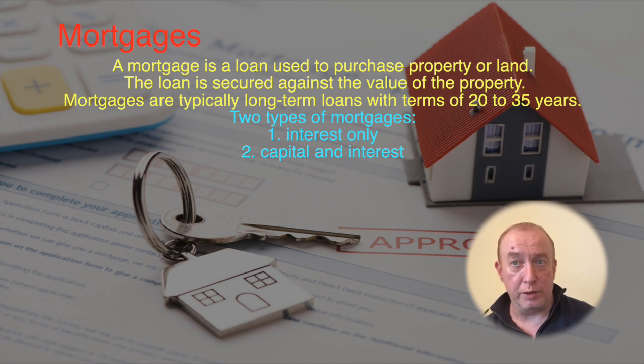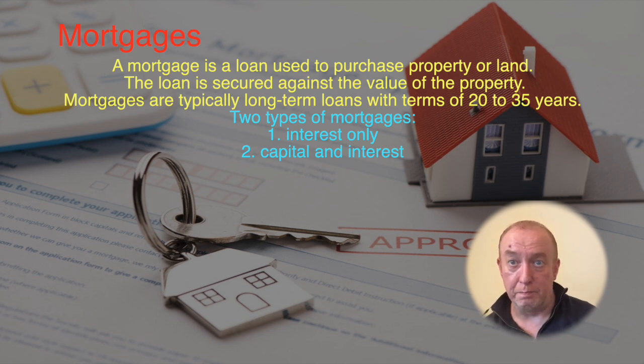There are two types of mortgage: interest only and capital and interest. With an interest-only mortgage, the monthly payments only cover the interest, while the original amount borrowed, the capital, remains outstanding. With a capital and interest mortgage, the capital is repaid over the term of the loan, typically resulting in no outstanding amount at the end.